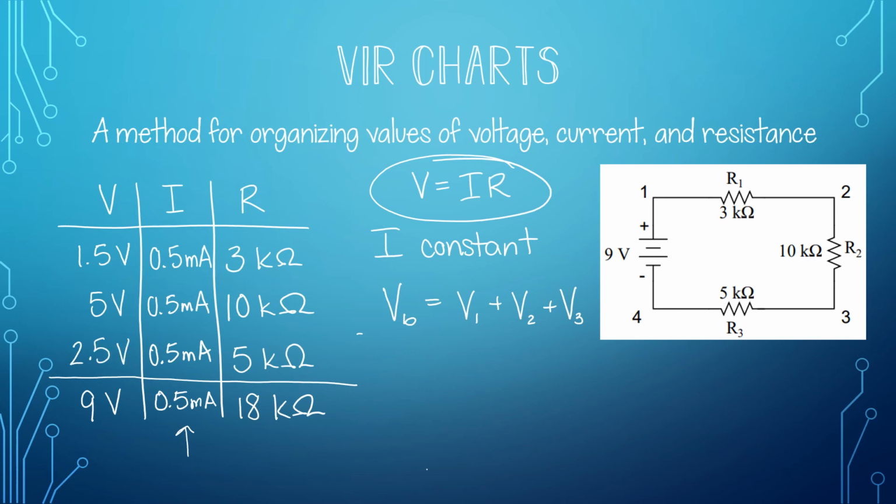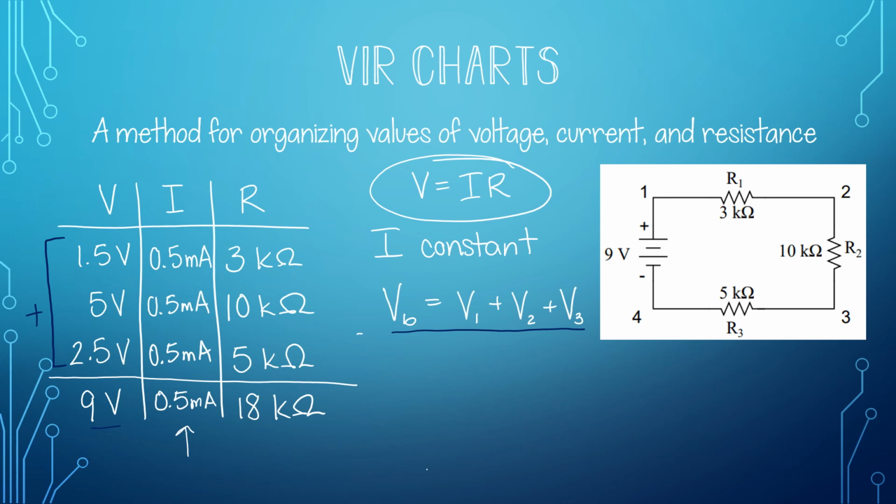It's always a good idea to check your math here. That's pretty simple to do, because if I add together these 3 quantities, I should end up with 9 volts, since the voltage of the battery is the sum of those individual voltages. And luckily in this case, that does work out to be so.